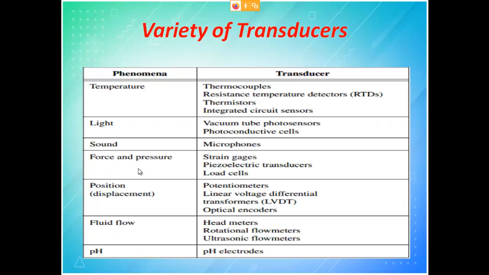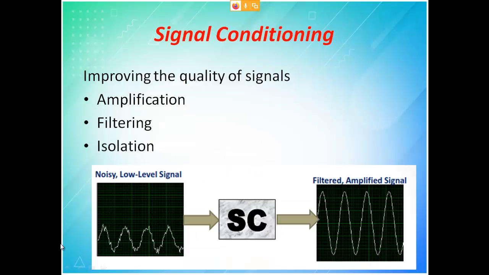So when you take a transducer, there are different types like temperature to electrical, light to electrical, sound to electrical, force and pressure to electrical, position or displacement into electrical, fluid flow into electrical, and pH. pH is nothing but, we say, the pH of the water. Okay, so the acid-base content of the water into an electrical signal.